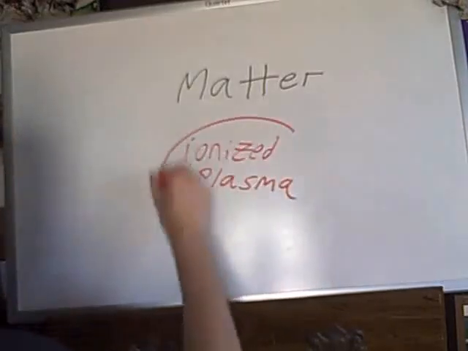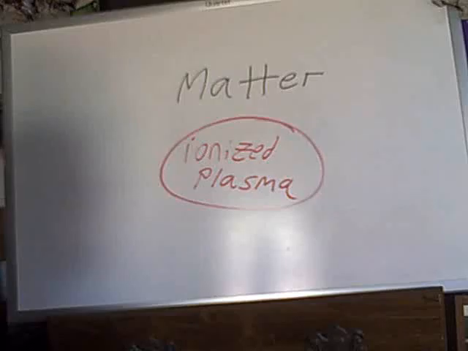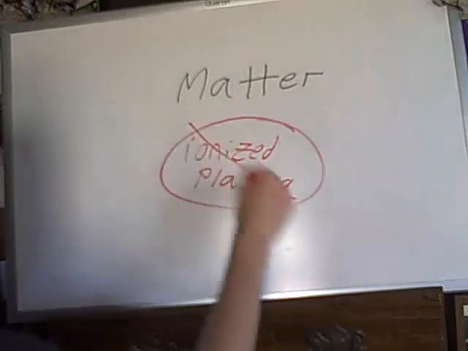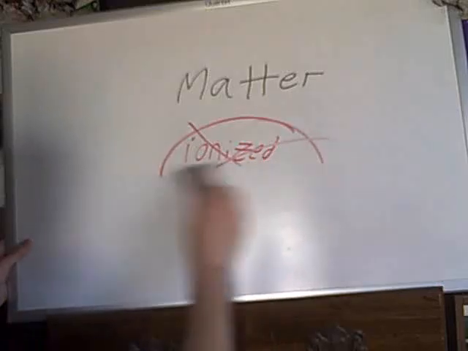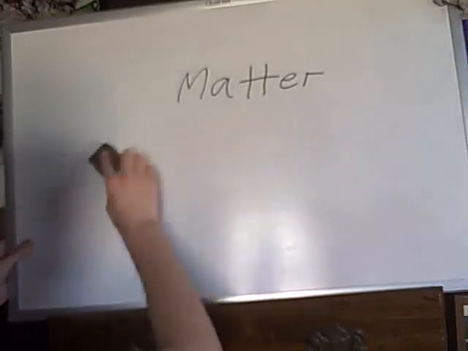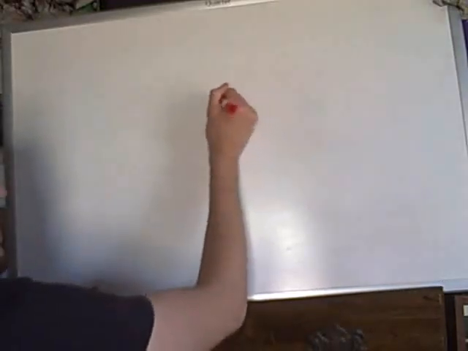Now, what is ionized plasma? I don't even remember because it's not important. All we need to know is that the sun is not really a gas. Neither is it a solid nor a liquid. Alright? Now, here's our sun.